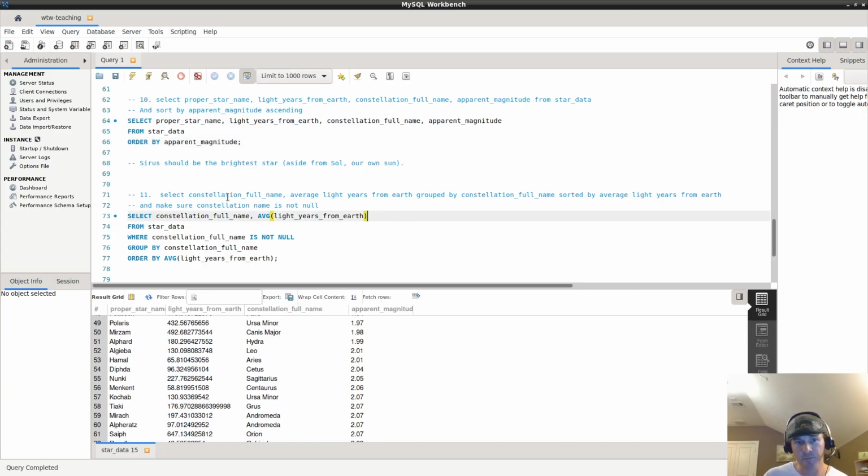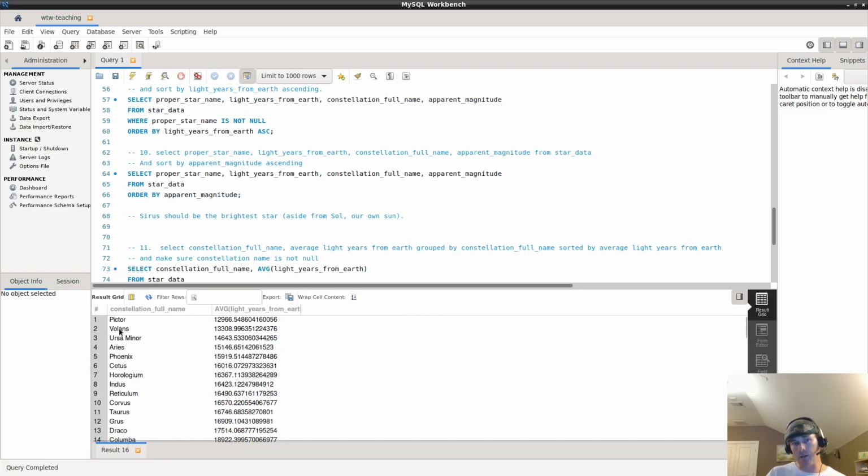Now what I want to do is select those similar things, but now let's make sure the constellation name is not null. So that's what we don't want null, and we want to sort by. We're going to do a group by. So we're going to select the constellation full name and the average light years, group by the constellation full name.